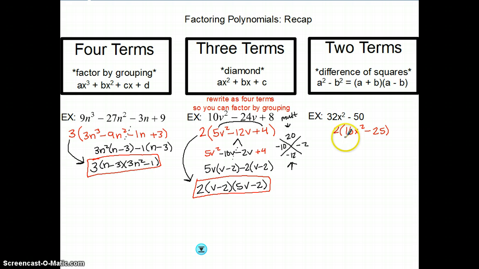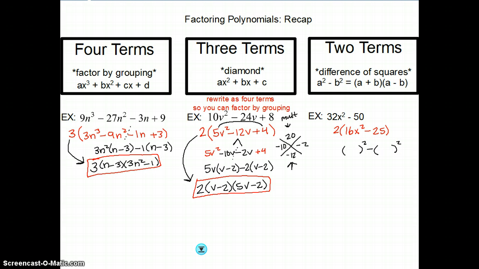Since the first term, 16x squared, is a perfect square, and the last term, 25, is also a perfect square, and they are being subtracted, this is a case of the difference of squares. So what I'm going to do is focus on the inside of this set of parentheses and rewrite it as two perfect squares being subtracted.